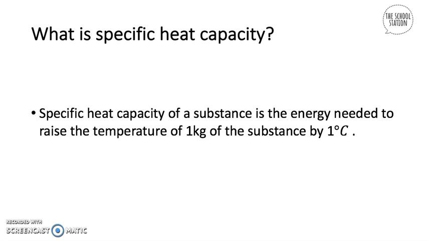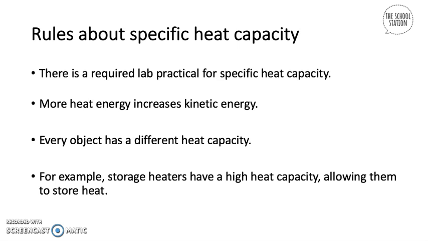So now that we've clarified what specific heat capacity is, I hope you guys have understood. Now we're going to go on to the rules about specific heat capacity. There are actually 4 main rules. The first rule is that there is a required lab practical for specific heat capacity. Especially if you're studying GCSE Triple Science, there is a specific lab practical you have to do, and that should be done in your class or in your lessons.